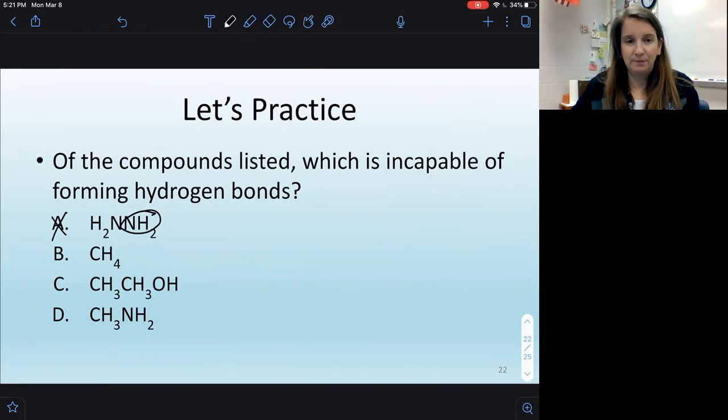Letter B is methane. Is that capable of forming hydrogen bonds? No, because it has a hydrogen, but it doesn't have a nitrogen, oxygen, or fluorine. What about letter C? When I look at letter C, CH3CH2OH, that OH tells me that it could form a hydrogen bond because the oxygen is next to the hydrogen. And then same thing for letter D, CH3NH2. I see that NH2 right there, and that tells me that that could form hydrogen bonds. So that can't be my answer.